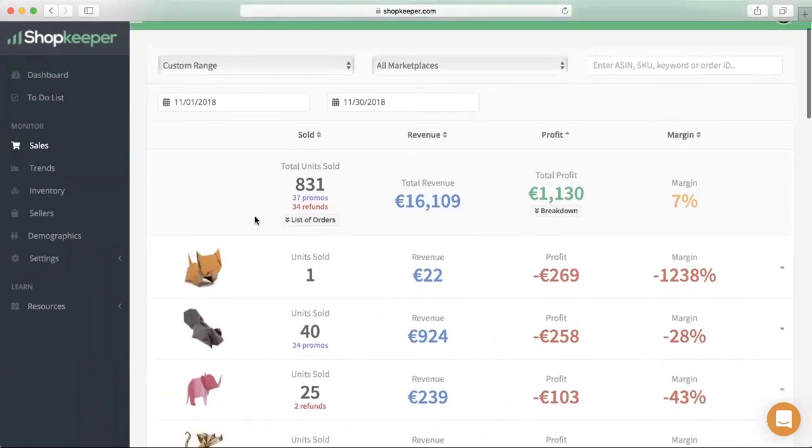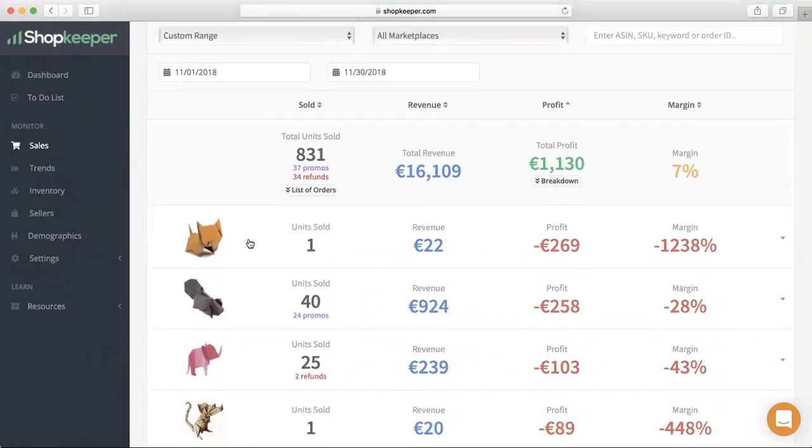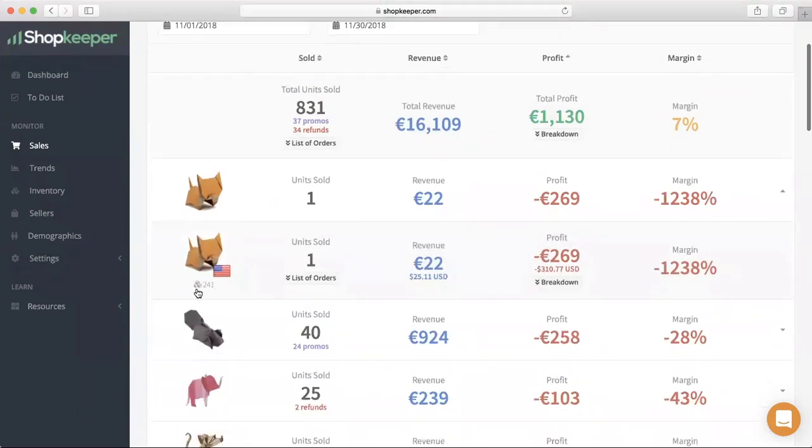So if this is your account and you're looking, this orange cat only sold 1 unit in November and it lost 269 euros in profit. So this is very bad, right? Something bad is happening. You would click to expand it, and then you will see that currently in stock, you have over 200 units of this orange cat stocked at Amazon United States warehouse. But it only is selling 1 a month, so something is really bad.